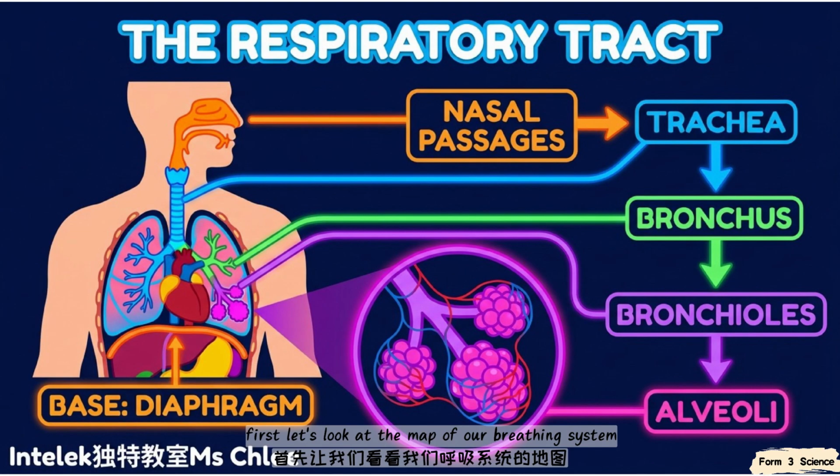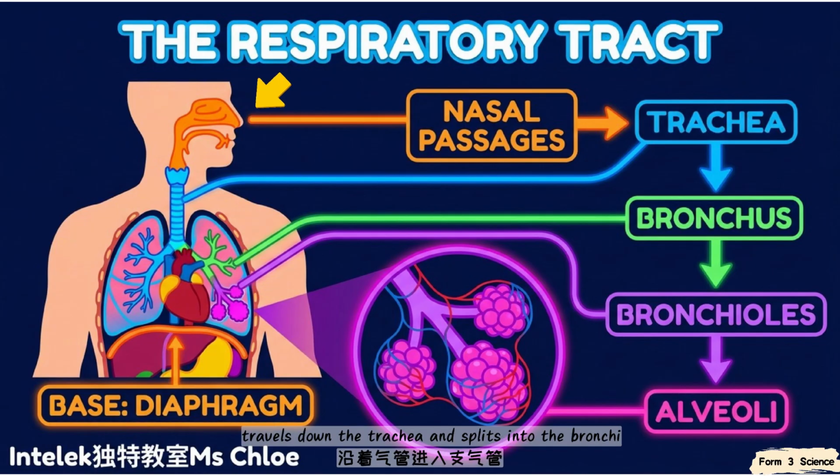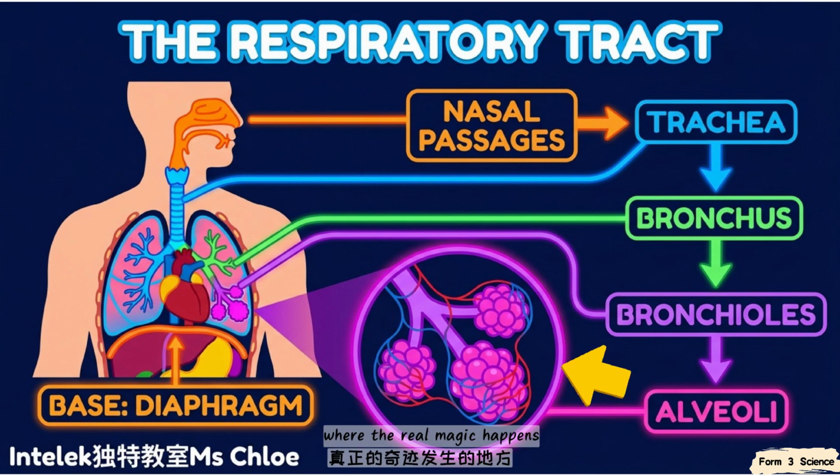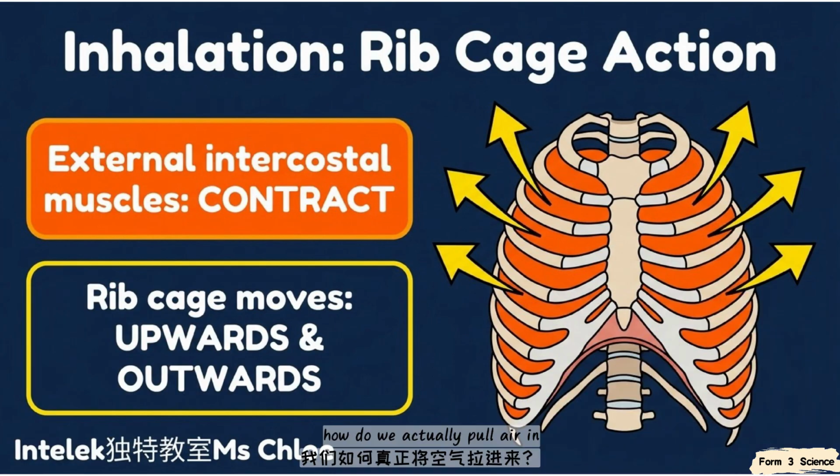First, let's look at the map of our breathing system. Air enters through the nasal passages or mouth, travels down the trachea, and splits into the bronchus. From there, it goes into smaller bronchioles and finally reaches the tiny air sacs called alveoli, where the real magic happens. How do we actually pull air in?